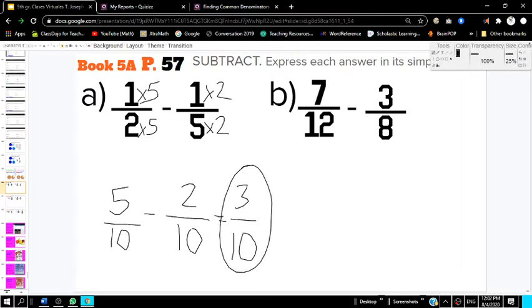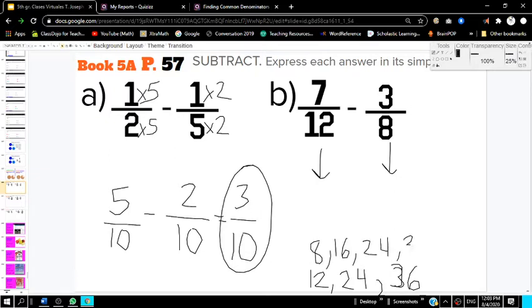Let's do letter B. 1/12 and 1/8. What's a common denominator for 12ths and 8ths? Well, list out your multiples. 12, 24, 36, and 8, 16, 24, 32. The common denominator that both of them have is 24. So 24 is going to be our common denominator in this case.